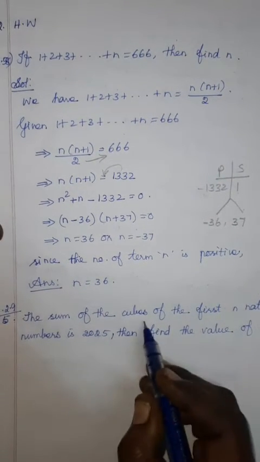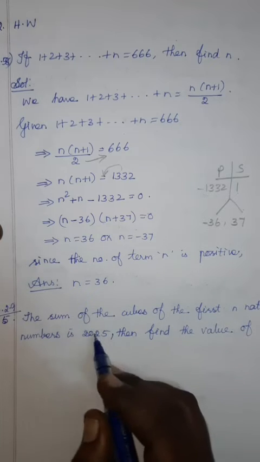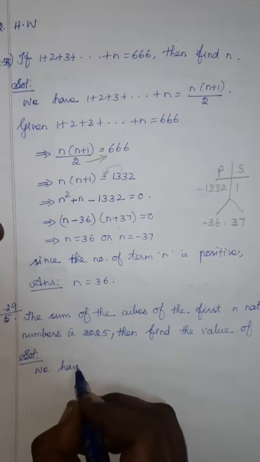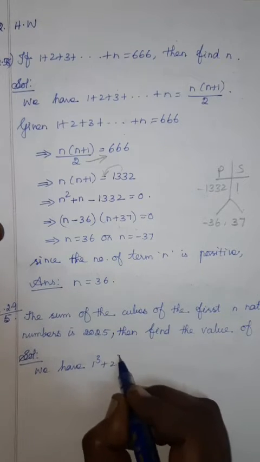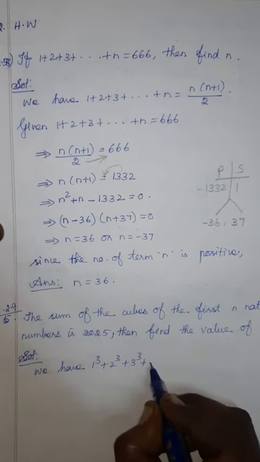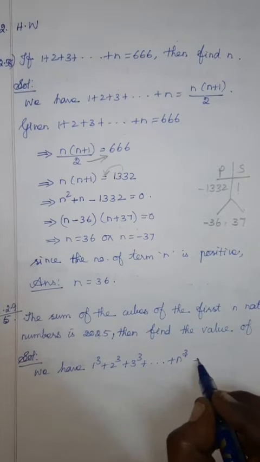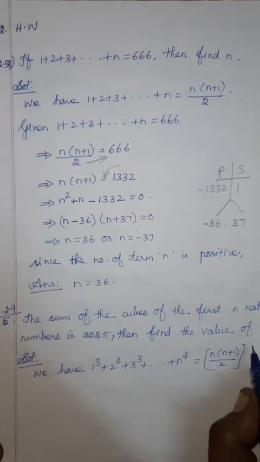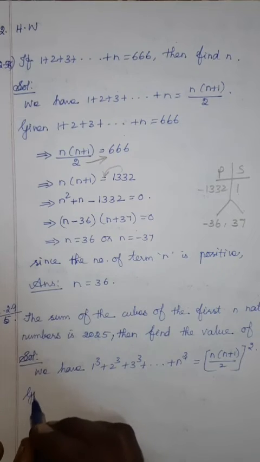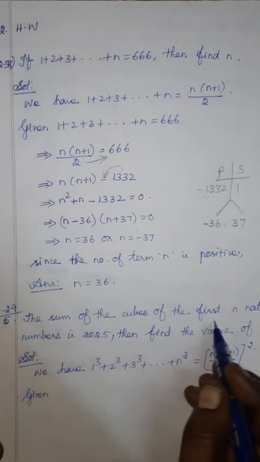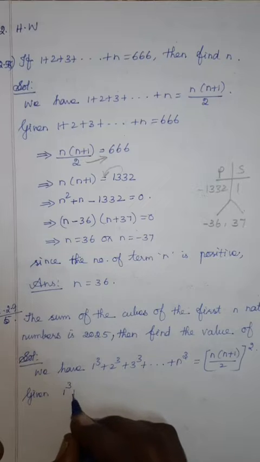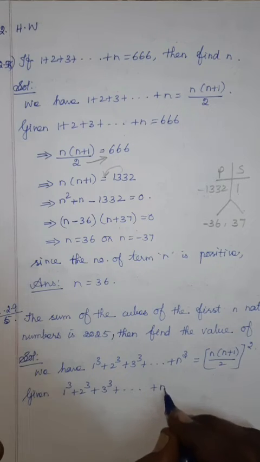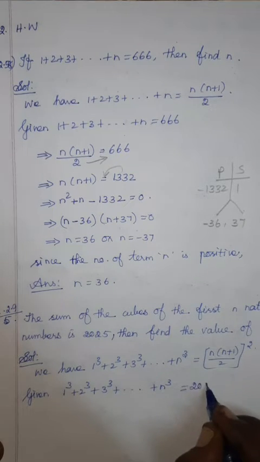Before writing this, we can write the formula. What is the formula? We have 1 cube plus 2 cube plus 3 cube plus etc. plus n cube is equal to [n(n + 1)/2] the whole square. Okay, what is given? The sum of the cubes of the first n natural numbers, 1³ + 2³ + 3³ + … + n³, is equal to 2025.